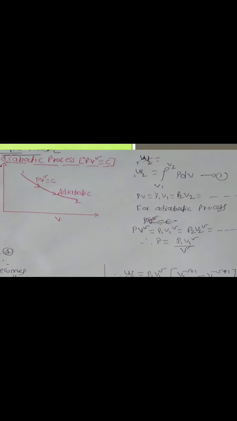Therefore, P equals P1 V1 raised to gamma by V raised to gamma. After that, this comes here. What is equation number 1? This is equation number 1. Replace P by P1 V1 raised to gamma divided by V raised to gamma. Substitute here. Work done 1 to 2 equals integration from V1 to V2 of P1 V1 raised to gamma by V raised to gamma into dV, because it is P dV.